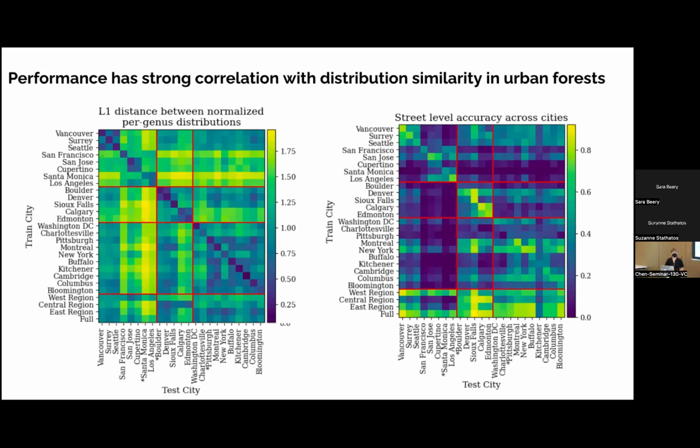You can start to see that similarity in distribution is a strong predictor, using a vanilla off-the-shelf computer vision model, that your model might actually do okay. Or it's showing that there's similarity between the underlying distribution of species in a city and the performance of a model generalizing to that city.